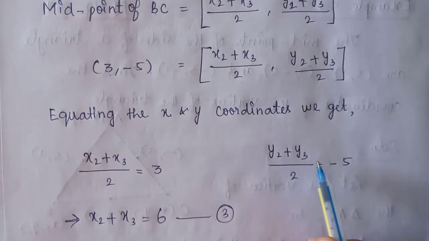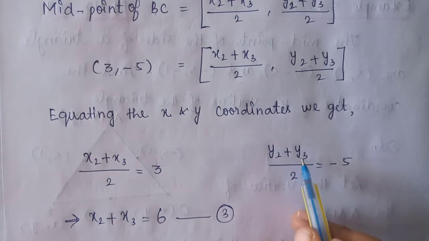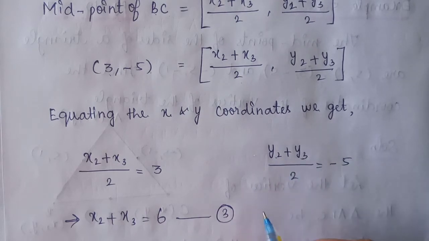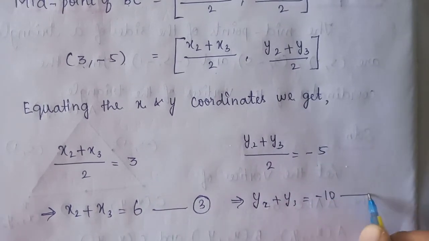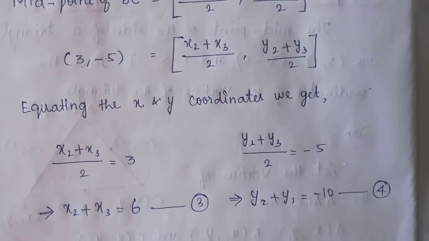Similarly, we equate the y coordinate. y2 plus y3 is equal to 2 into -5, which is -10, which is equation number 4.